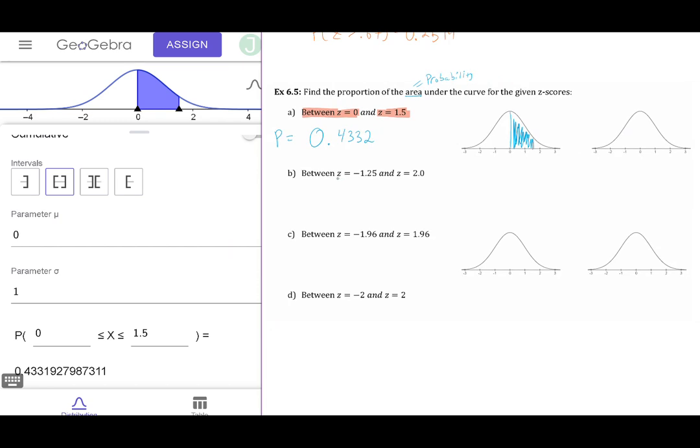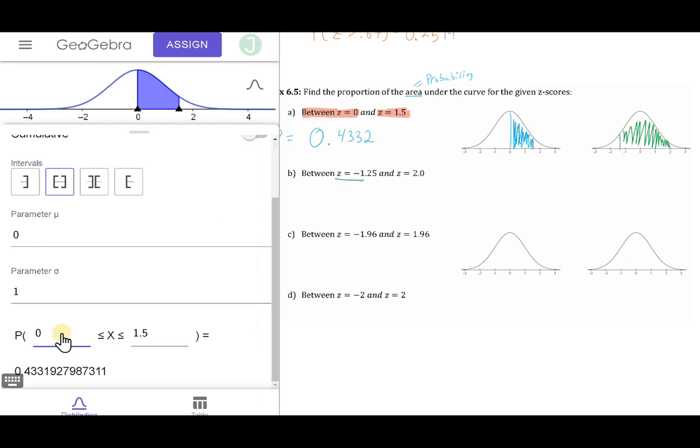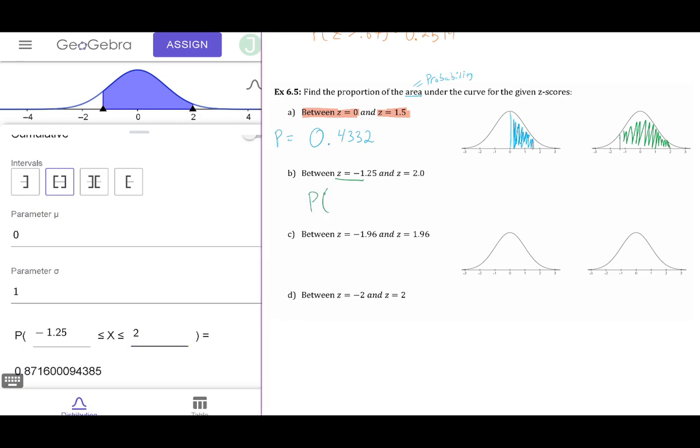For part B, it says between negative 1.25 and 2. So somewhere between these values here. So in GeoGebra, we're just going to type in negative 1.25 as my lower bound. And I'm going to double click and press 2 for my upper bound. And we will see that the probability that our x value is between negative 1.25 and 2 will be 0.8716.